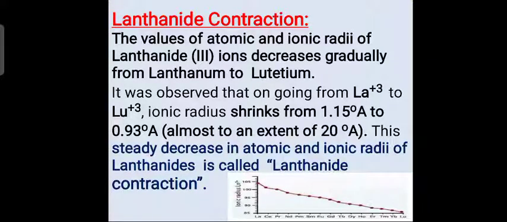So you will find that when you move from lanthanum 3+ to lutetium 3+, the ionic radius gradually decreases, and what is the exact value? 1.15 angstrom to 0.93 angstrom. This slow and steady decrease of atomic and ionic radii is called what? Lanthanide contraction.